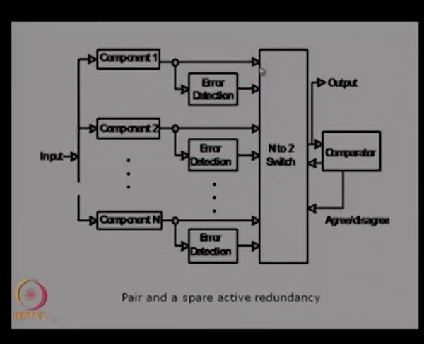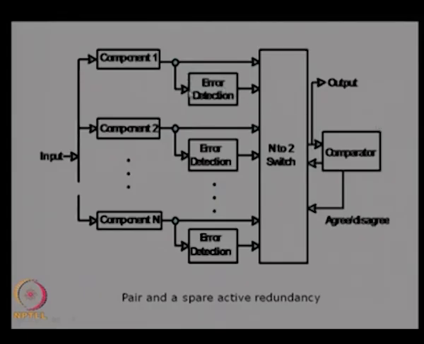So even if these two are not declaring any error, we will still go one more level of checking whether these two have the same output, and only then will the output be given. If these two are not the same, then another two outputs will be taken and compared here, and if they agree, only then will that output go. So we have an additional level of checking to ensure that there is no error between the outputs.